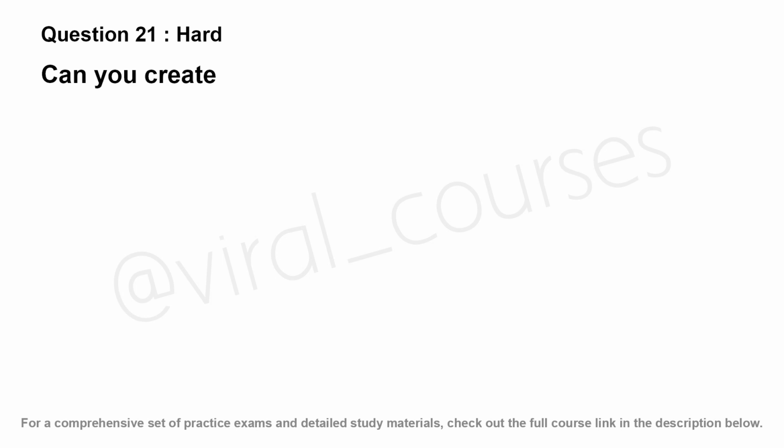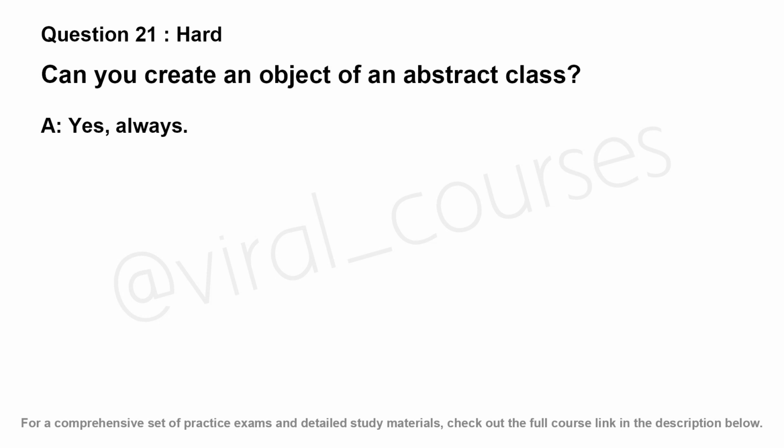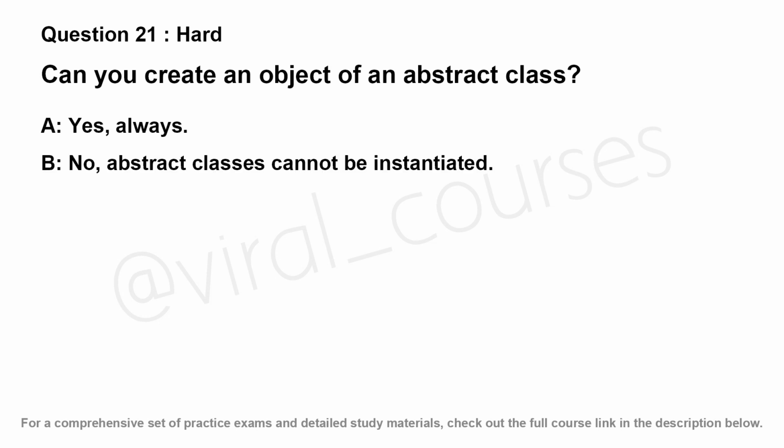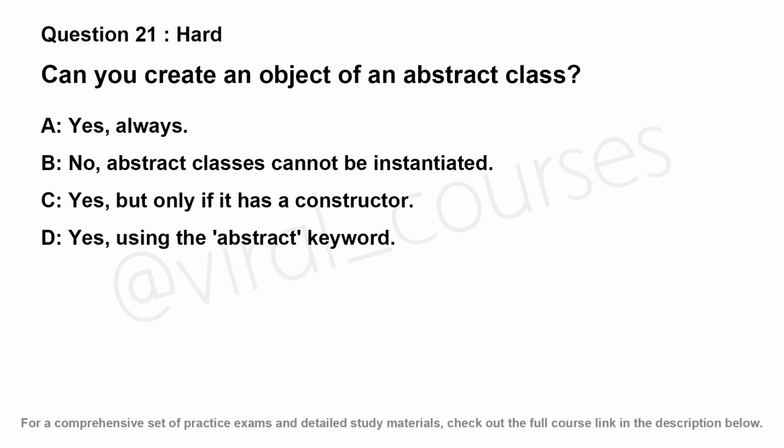Can you create an object of an abstract class? Option A. Yes. Always. Option B. No. Abstract classes cannot be instantiated. Option C. Yes. But only if it has a constructor. Option D. Yes. Using the abstract keyword.